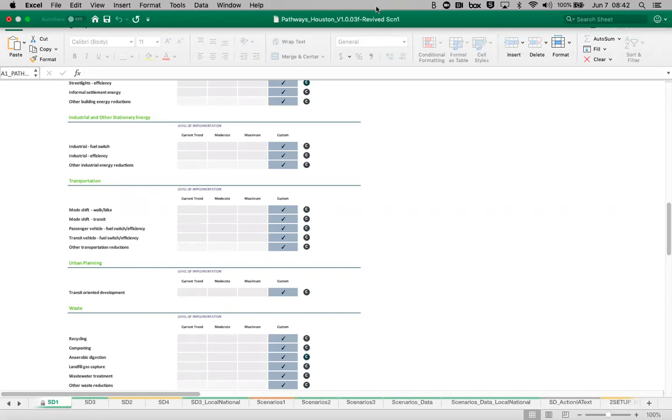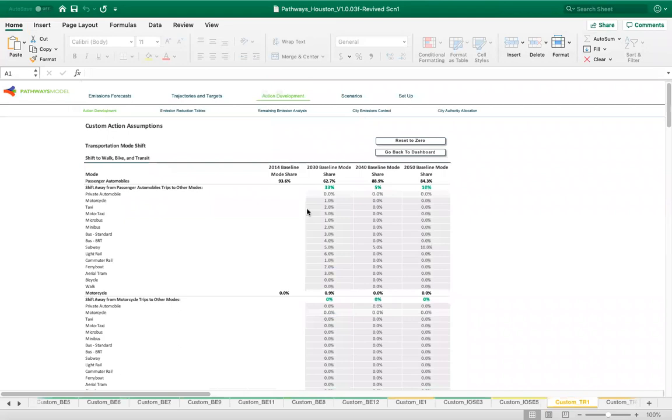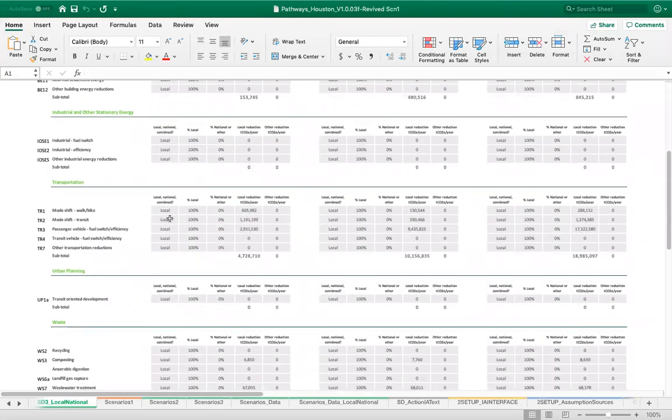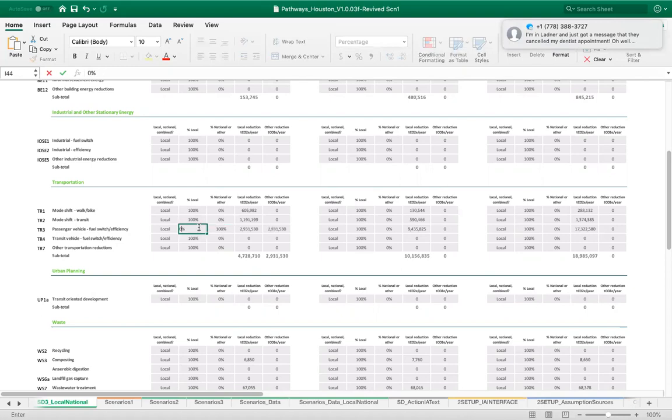Any others? No. So for transportation, okay, so the city allocation authority for transportation. Mode shift is currently set to 100% for local, passenger vehicle fuel switch and efficiency. Let's make this one 100, this one 0, and make this 0.